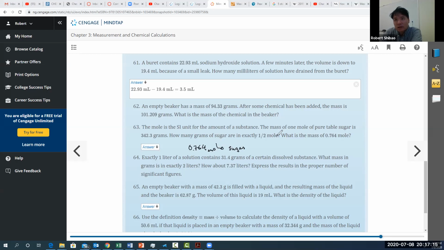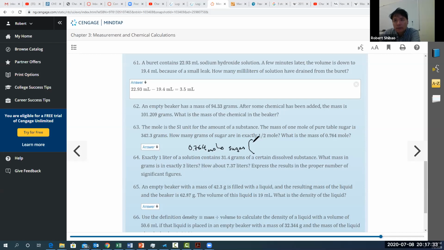Because moles are generic, they could be for anything. They could be for light bulbs. You can have a mole of light bulbs, or you can have a mole of sugar molecules. This is a mole of sugar molecules. And so we're going to just say, you can put molecules in here as well, if you want to be even more descriptive.